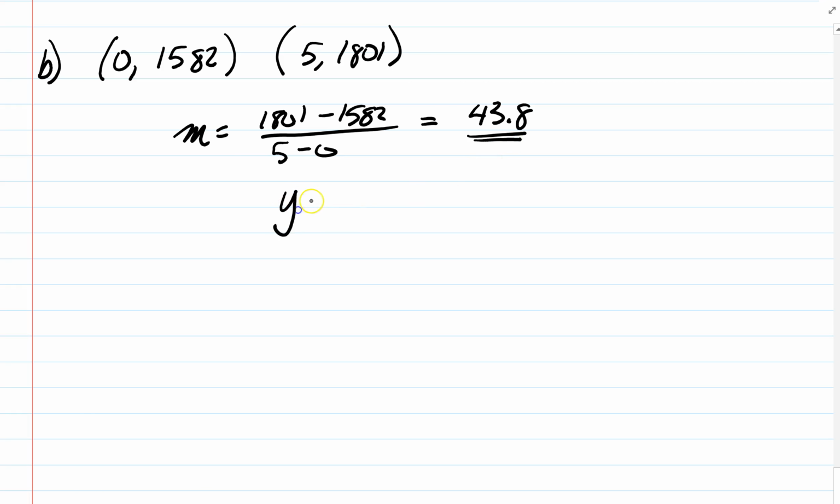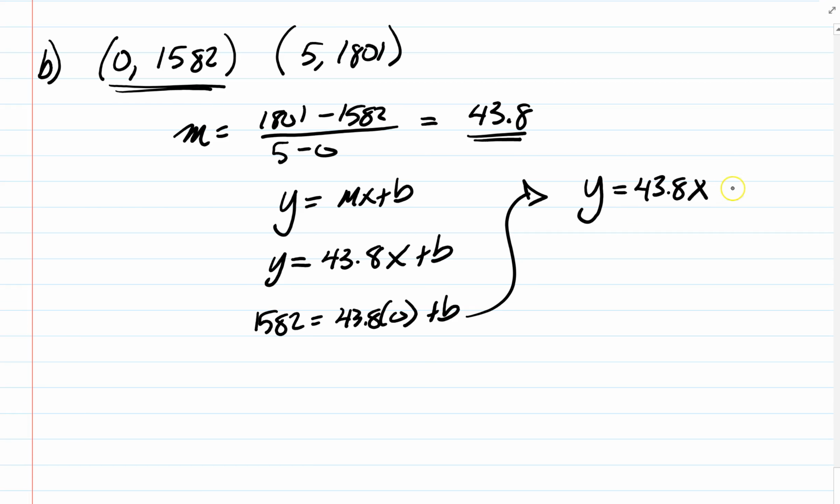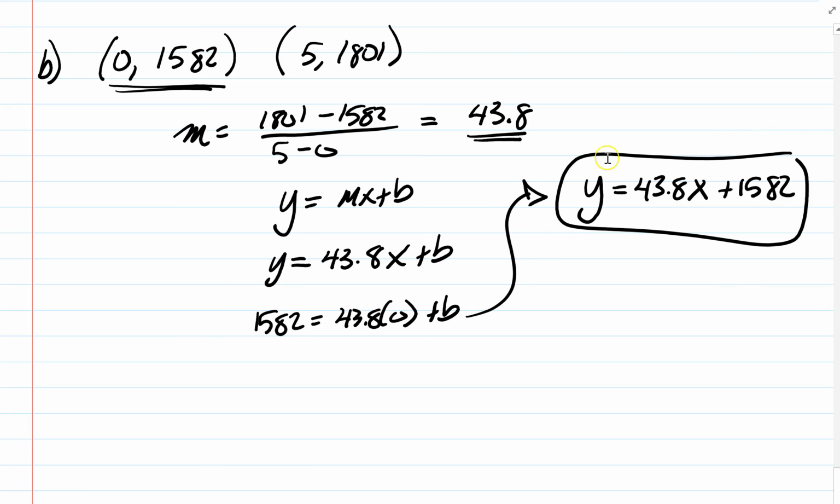So therefore, I would get y equals mx plus b. And I would say y is equal to the slope, which is 43.8x plus b. Then you can use the point (0, 1582). So I would see that 1582 is equal to 43.8 times 0 plus b. So therefore, the equation that I could use for the trend line, using the first and last point, would be y is equal to 43.8x plus 1582. And that's your part B.